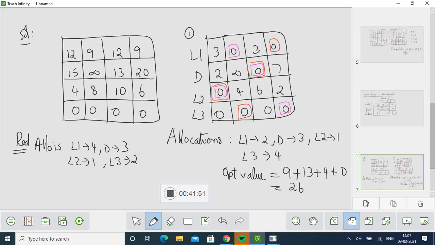So anyway, this is 0. L1 goes to 4, so it is 9. And then my D goes to 3, so it is 13. My L2 goes to 1, value equal to 4. Again, the value is equal to 26. So the optimum value is the same, whichever allocation you take. This is your allocation for your purple marking, and the second one is the allocation for your red marking. So whichever you take, you find that you get the same.